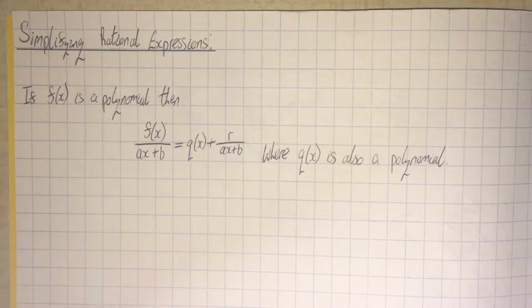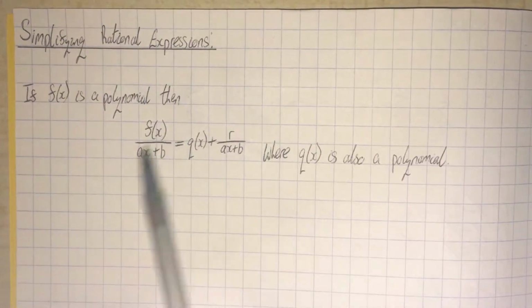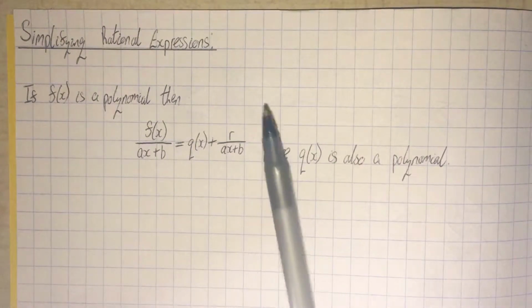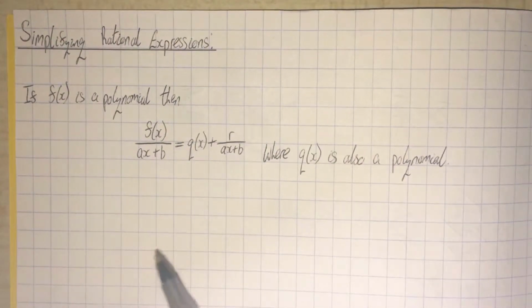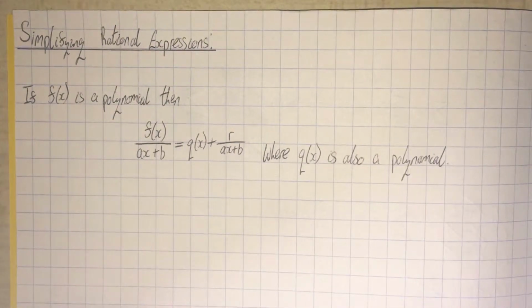So, if f of x is a polynomial, then f of x over ax plus b is equal to qx plus r, which will be the remainder, over ax plus b, where q is also a polynomial to be found. So, we shall start with an example.